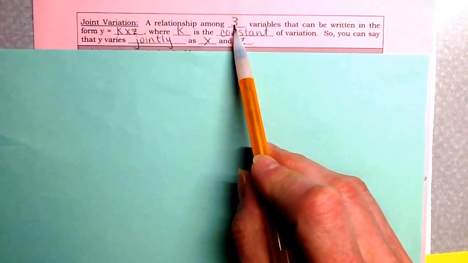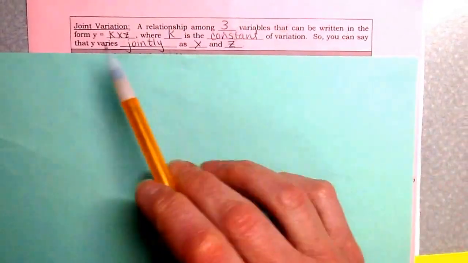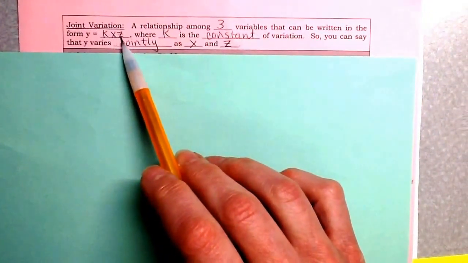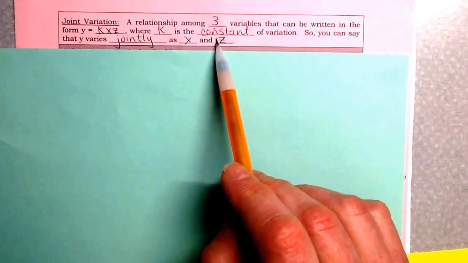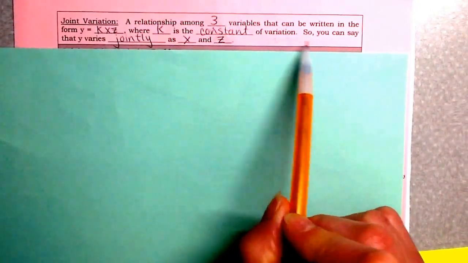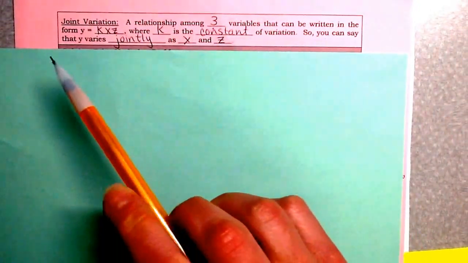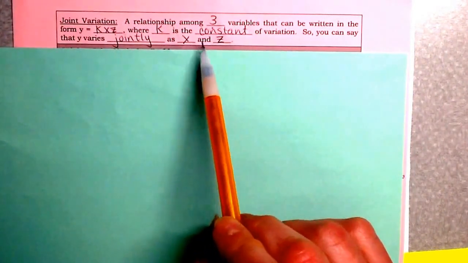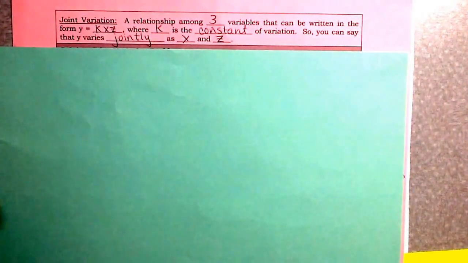All right, now we're going to go to the third type of variation, which is joint variation, and that's a relationship among three variables that can be written in the form y equals kxz, where k is the constant, same thing, of variation, and you can say that y varies jointly as x and z. Now this is in 3 dimensions. This one we're not going to graph, we are going to graph the other two. So solving joint variation problems.